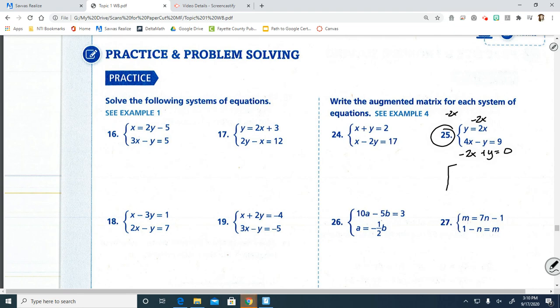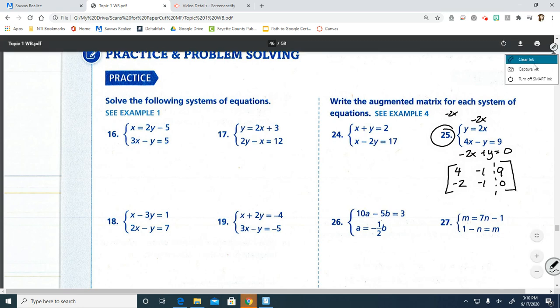So I set up my matrix. My coefficients are 4, -1, -2, -1. The constants are 9 and 0. And that's my augmented matrix.